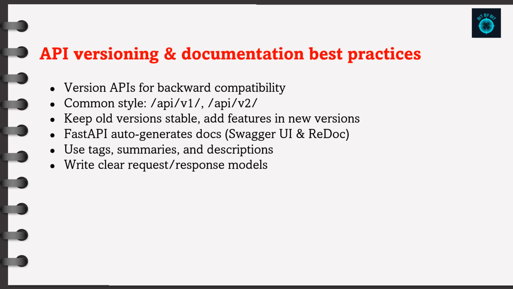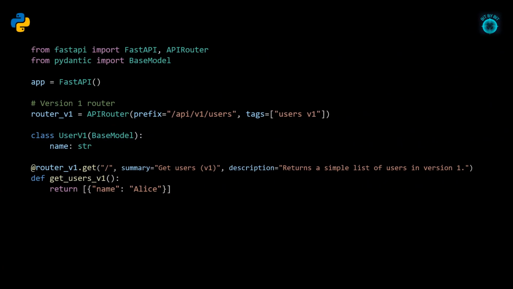Another best practice is to use clear request and response models with pydantic. This ensures that your documentation clearly shows the expected input and output formats. Good documentation not only helps front-end developers use your API correctly, it also serves as a live contract between teams and reduces misunderstandings. We start by creating two routers, one for version 1 and one for version 2.